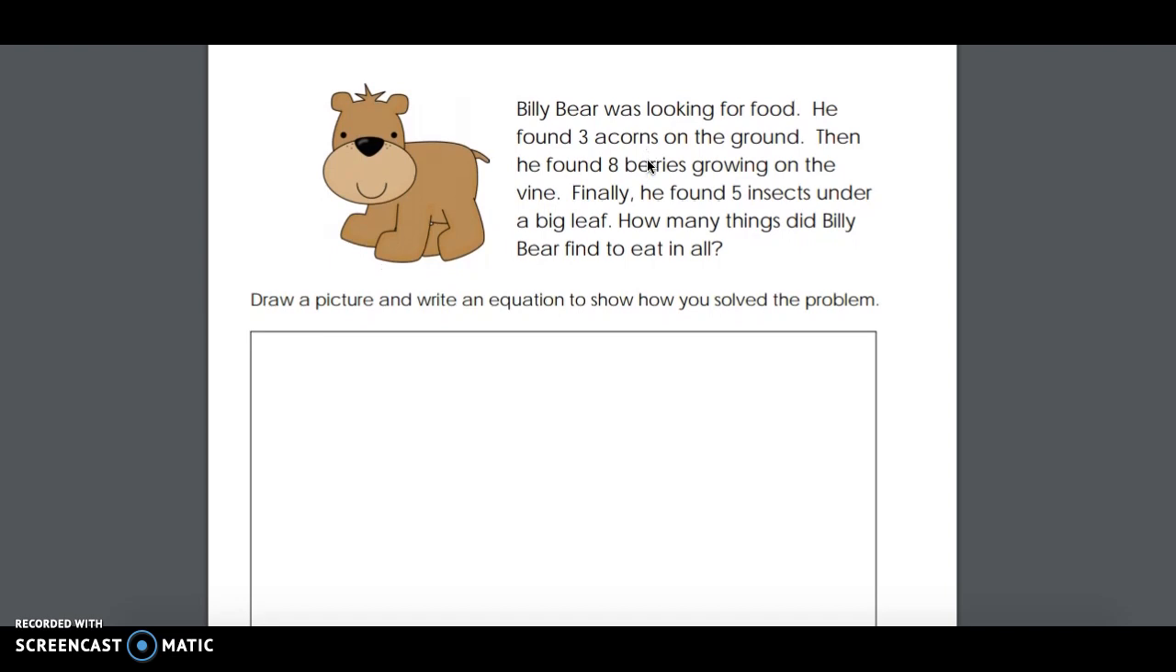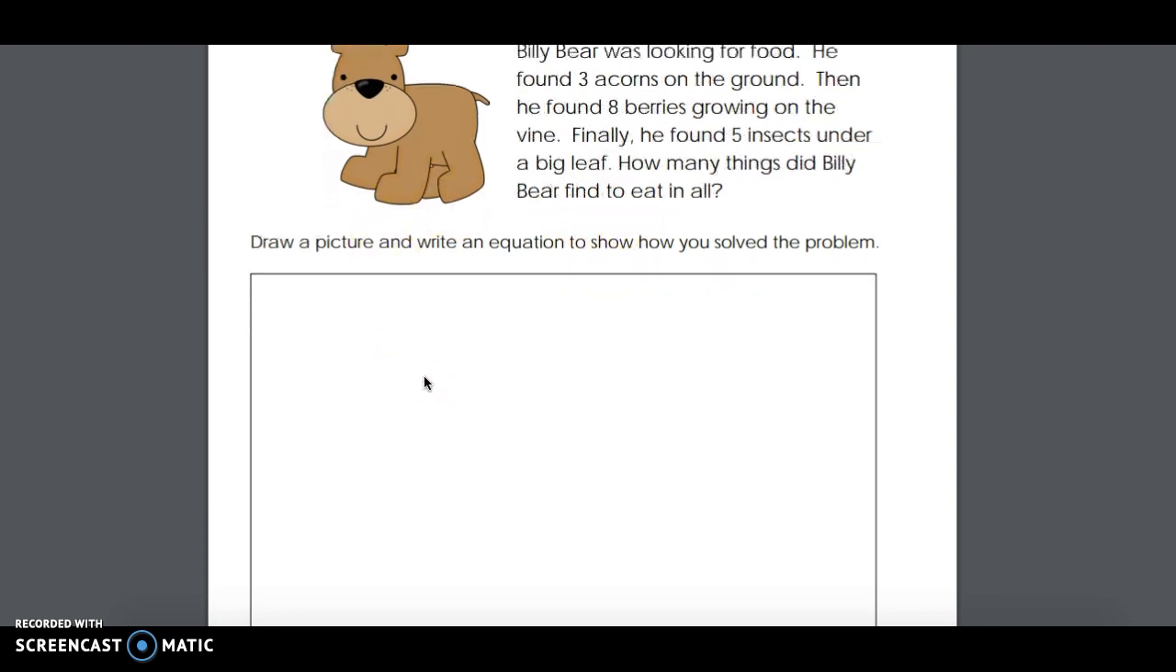Billy Bear was looking for food. He found 3 acorns on the ground. Then he found 8 berries growing on the vine. Finally, he found 5 insects under a big leaf. How many things did Billy Bear find to eat in all? Draw a picture and write an equation to show how you solved the problem.